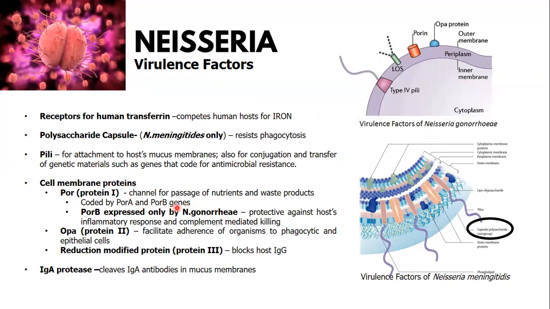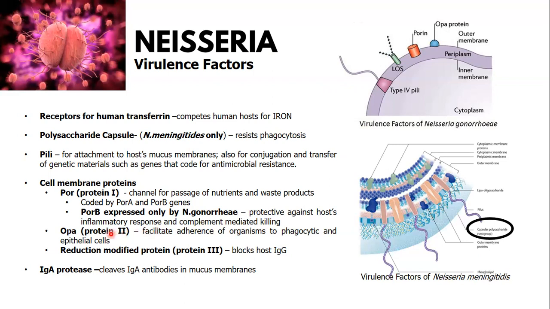For Neisseria gonorrhoeae, the protein 1 that is coded by the porB gene has protective effects for the organism against the host's inflammatory response and complement-mediated killing, making them capable of resisting the harmful effects of complement as well as the harmful effects of phagocytosis mediated by C3b as an opsonin.